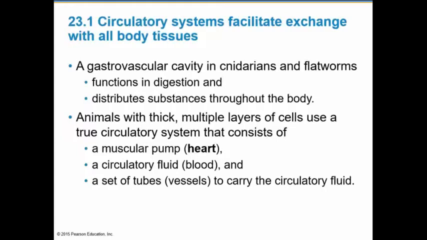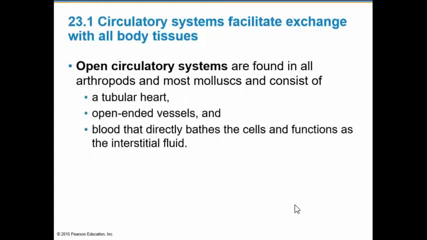Now, with regards specifically to circulatory systems, we have two types, open and closed. Open circulatory systems we find in all arthropods, which includes insects, and most, but not all, mollusks. They have a heart of sorts, but they have open-ended blood vessels. The blood gets pumped out of these vessels into body cavities called hemocoels, and the fluid functions much like your blood.